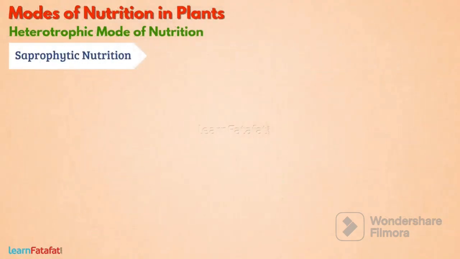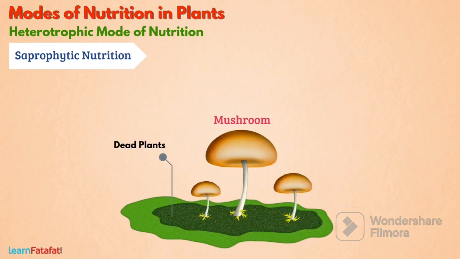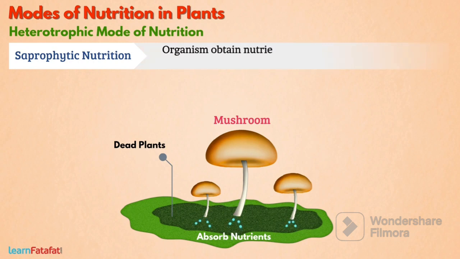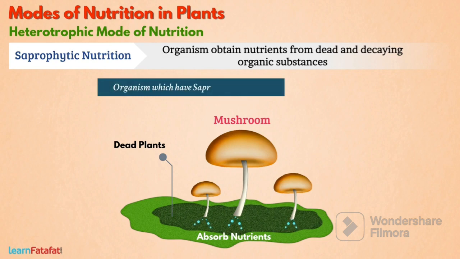Saprophytic nutrition. Some plants such as mushroom secrete digestive juices on dead parts of plants or animals so as to convert them into simple substances in solution form. They absorb nutrients from the solution so formed. Such a mode of nutrition in which an organism obtains nutrients from dead and decaying organic substances is called saprophytic mode of nutrition. And the organisms which have this mode of nutrition are called saprotrophs.